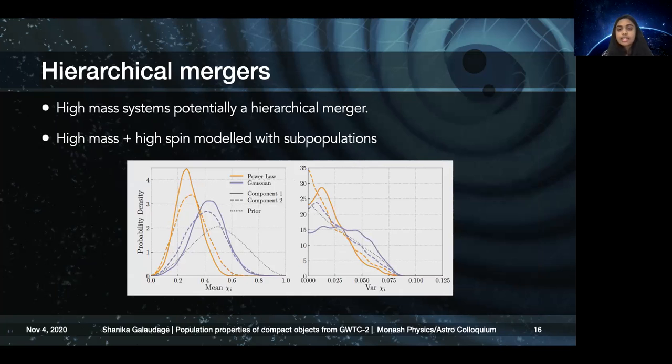And what we find is there are hints. Here we have the mean of the spin distribution for two subpopulations and the variance of that spin for two subpopulations. The different colors represent the two subpopulations. Even though there's a slight difference, the measurement error between the distributions is large enough that they're consistent with each other. So unfortunately, here we don't have any clear evidence for hierarchical mergers in our population.